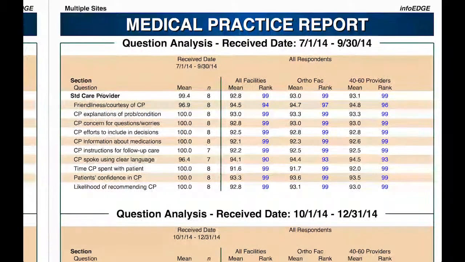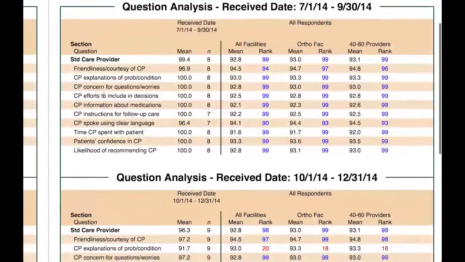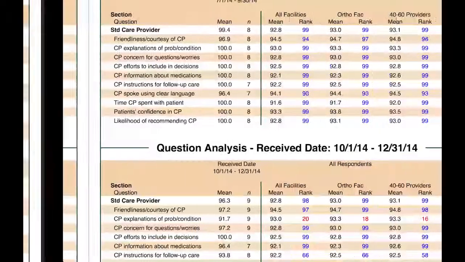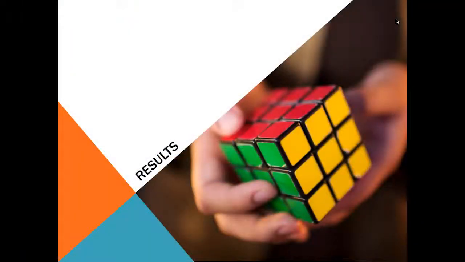Now on this slide, this is another version of a different survey, or different questions pulled out of the survey, scored differently. You can see percentile ranks as compared to all facilities that are scored by Press Ganey. There's some 12,000 different facilities. You can see, based on orthopedic practices, in this example, how this care provider scored as far as a rank compared to all other orthopedic physicians, and how they rank based on facilities that have 40 to 60 healthcare providers.